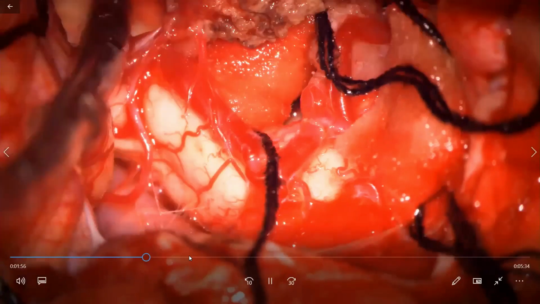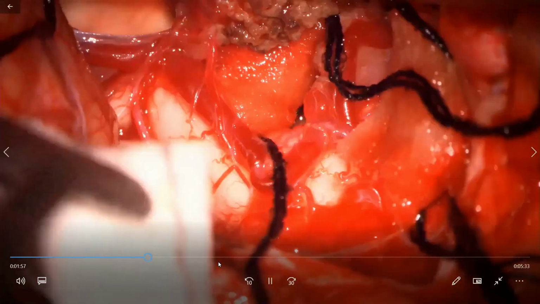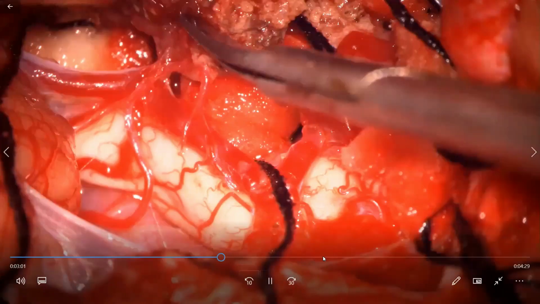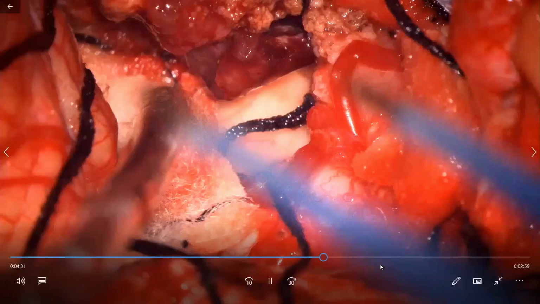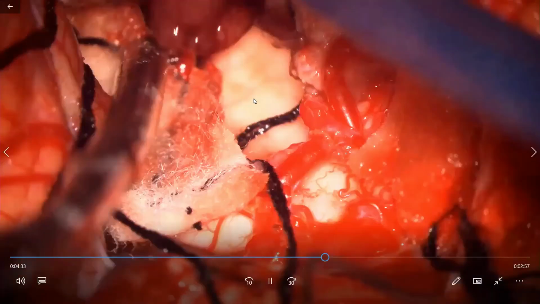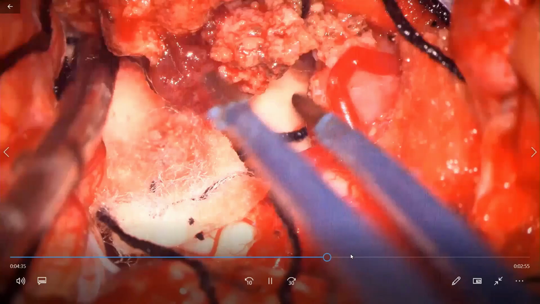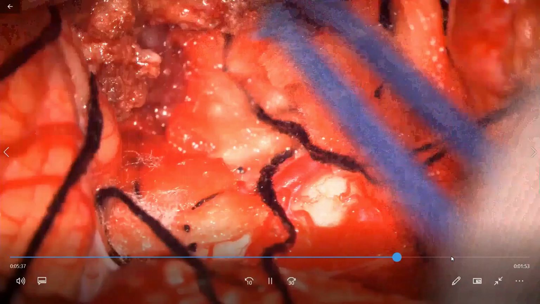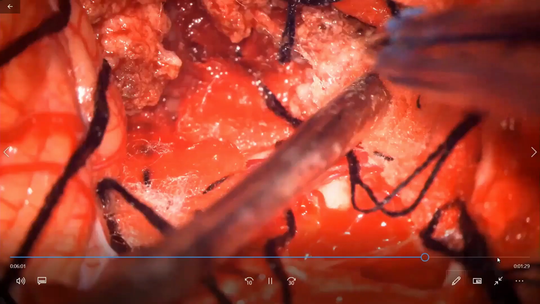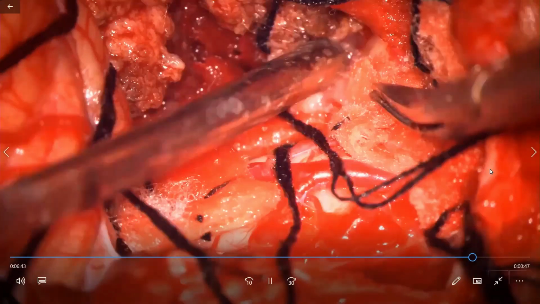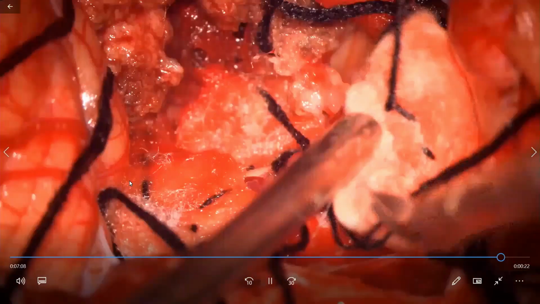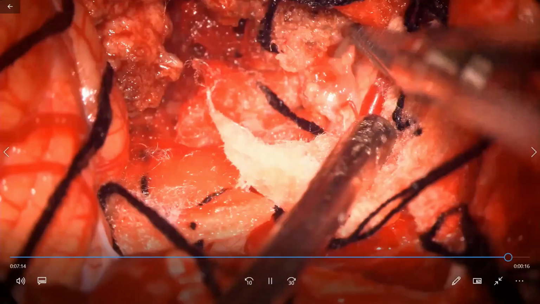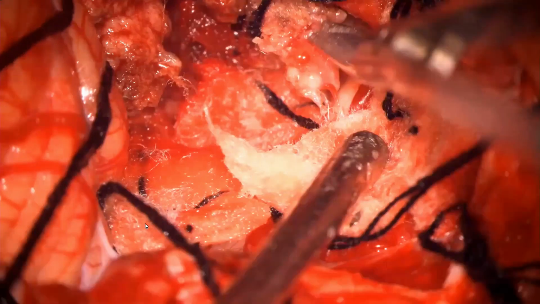So I will just briefly go through the video, and we are dissecting the tumor off the vessel. Here you can see this is the fourth ventricle, the inferior portion of the fourth ventricle. I can show you if I had this video. Oh no, this is not the video. So this video is all about dissecting in the cerebellomedullary fissure.